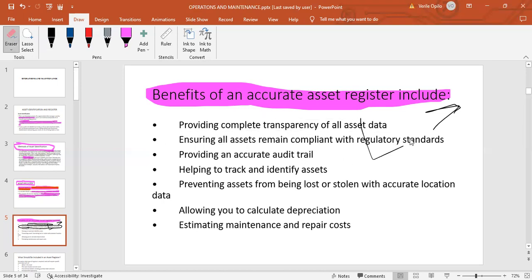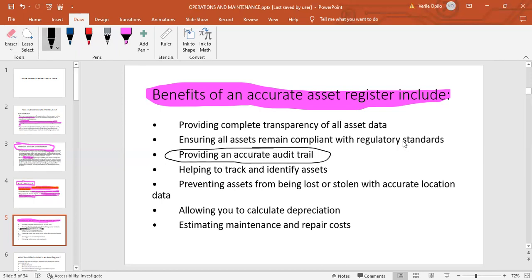Then the other one is that it helps in providing an accurate audit trail, so that you are able to track an asset from the beginning, from the first time it came into the business until the current condition and position where it is. So it makes it easier to do a count of these assets and to track them, and that ends up providing a more accurate audit trail. If someone wanted to get more details regarding the assets of the business, it is actually very easy to do so, because you have all the details in the asset register.